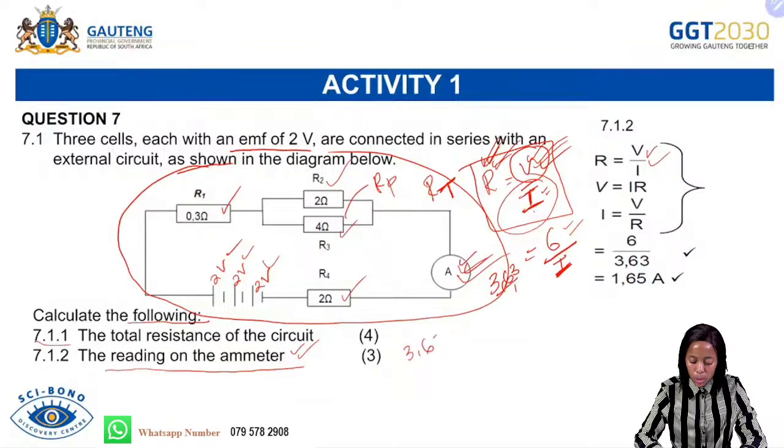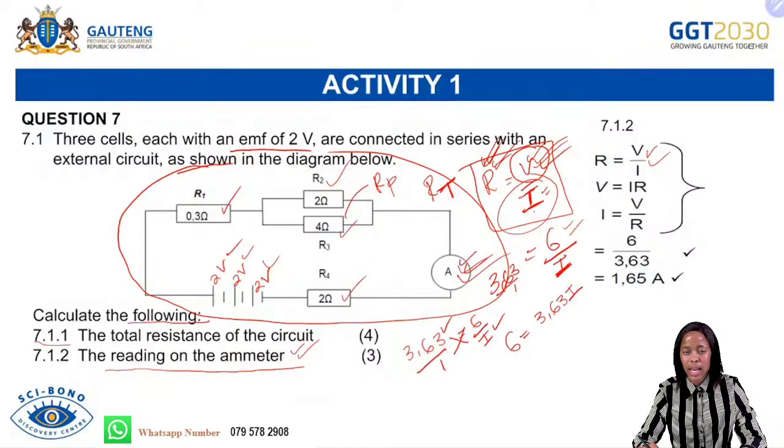So if we have 3,63 is equal to 6 over I, divided by 1, what are you going to do? You are then going to cross multiply. 1 times 6 is 6, which is equal to 3,63 multiplied by I. So you would have that, and therefore you would have to divide both sides by 3,63. When you divide both sides, you will get an answer of 1,6 ampere there. Okay.